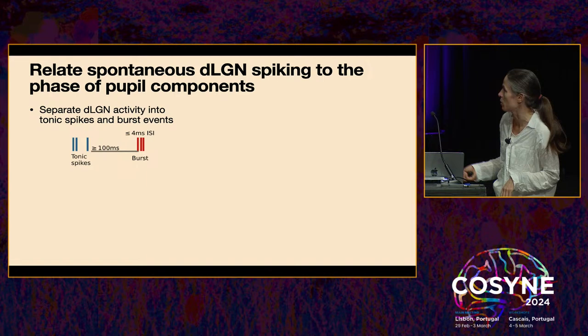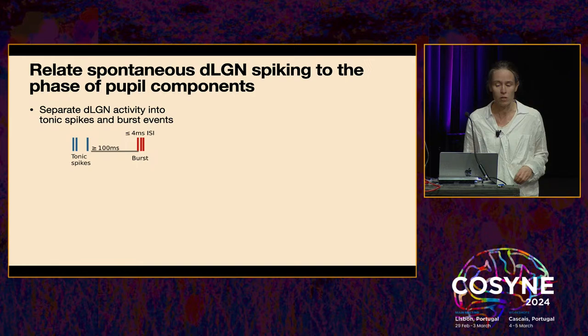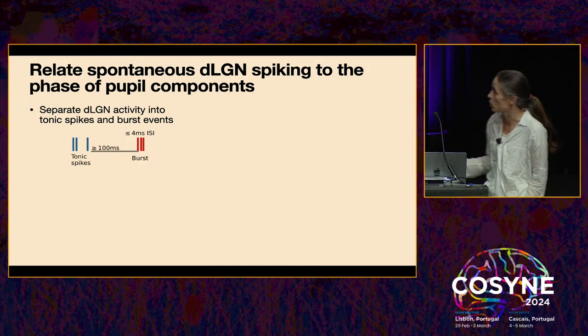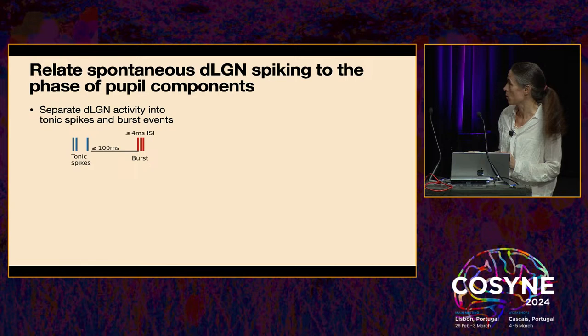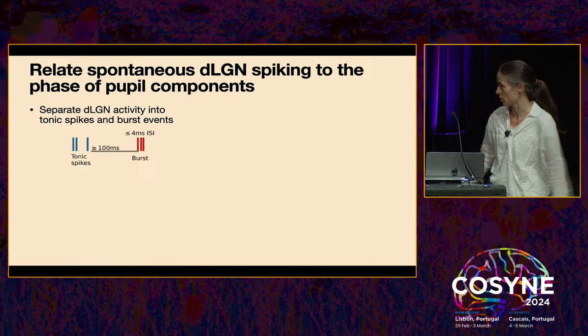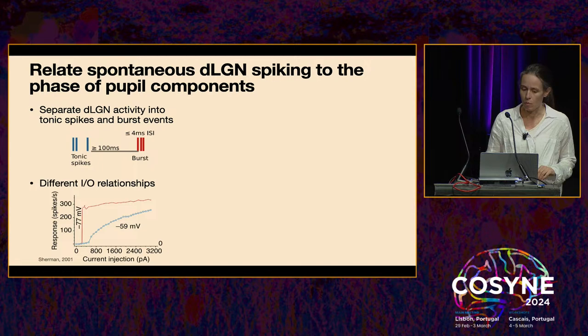So what we did in order to relate the spontaneous LGN spiking to the phase of these pupil components is to separate the activity into tonic spikes and burst events. So tonic spikes are just the regular spikes, whereas the burst events are bursts of action potentials that fire with very brief interspike intervals, so less than 4 milliseconds, and are preceded by a prolonged period of silence, so more than 100 milliseconds.